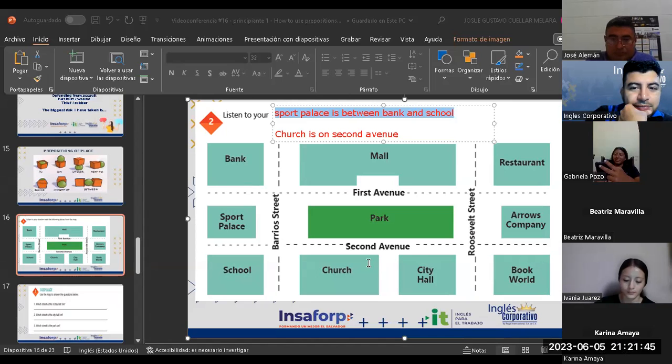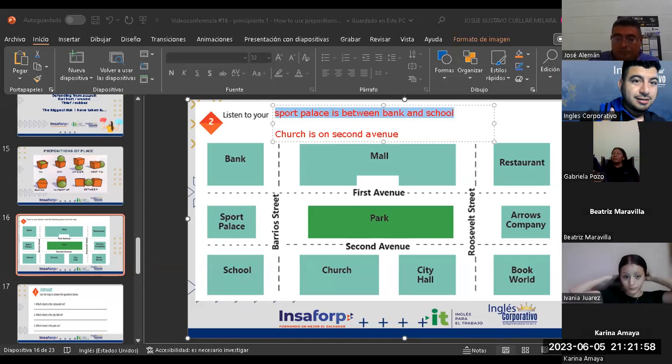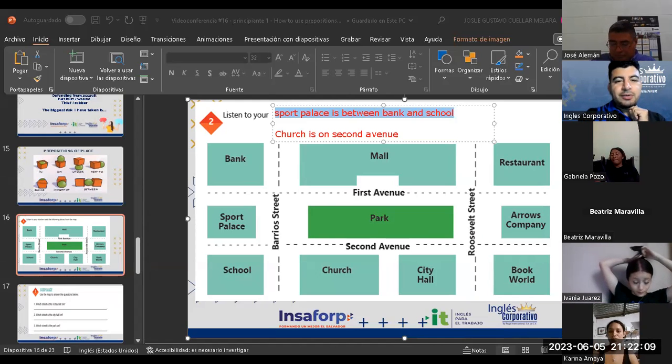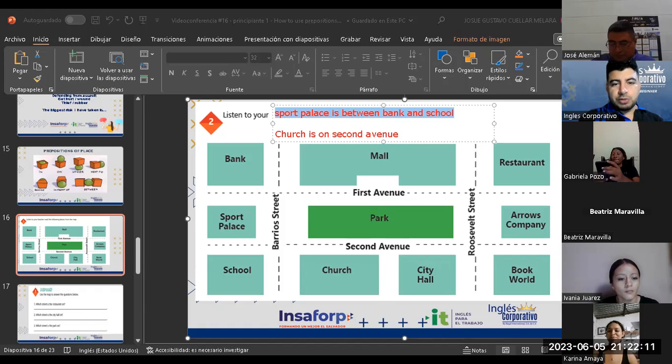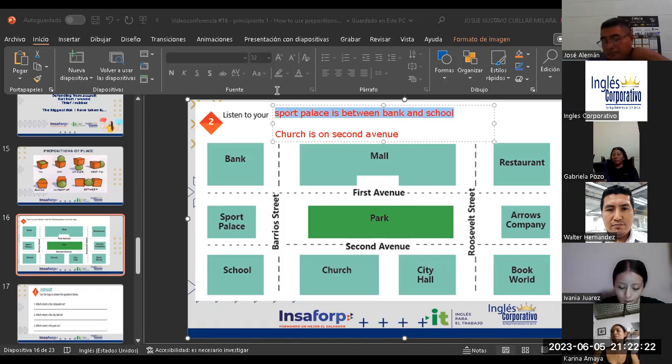Hola, City Hall is between the church. Okay, the City Hall is between the church, pero ahí te falta algo. Dice, la alcaldía está entre la iglesia y podría ser backward, ¿ok? Siempre que utilizamos between, se utilizan dos lugares. What about Walter? The school is on. The school is on Barrio Street.